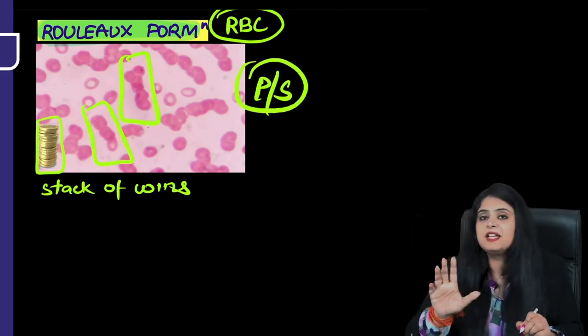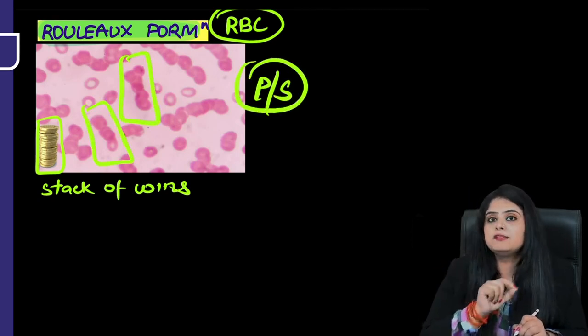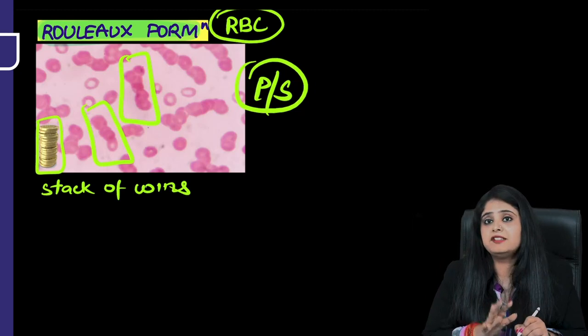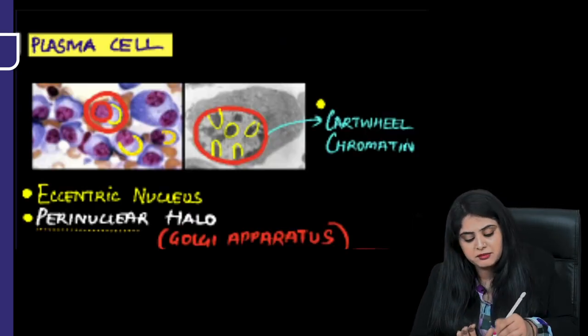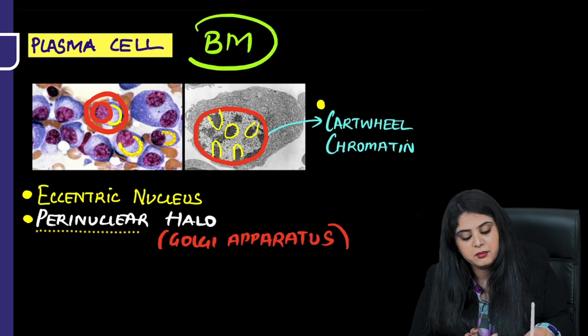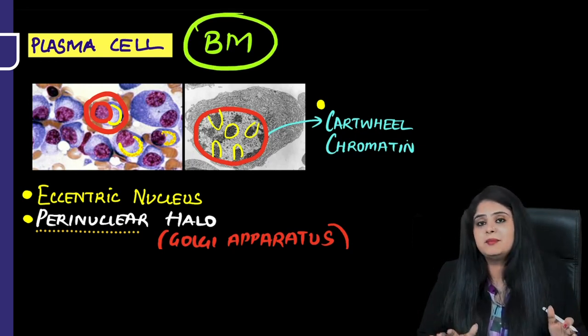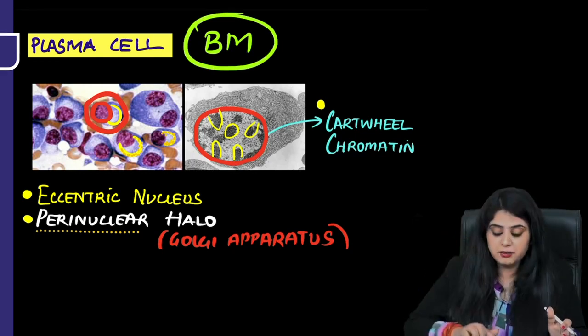You'll say, hang on ma'am, multiple myeloma is a tumor of plasma cell and you are showing me RBC findings, because did you forget, plasma cells are only seen in the bone marrow. Plasma cells are not seen in the peripheral smear. So tumor will be sitting in the bone marrow.